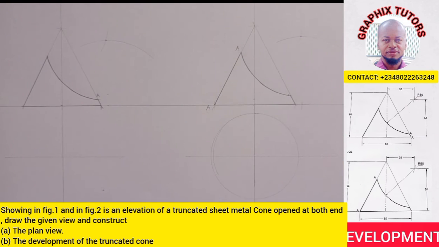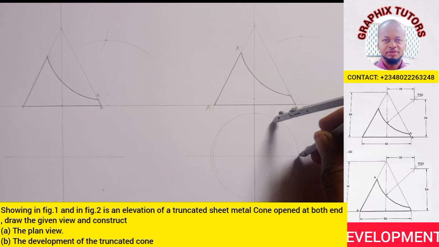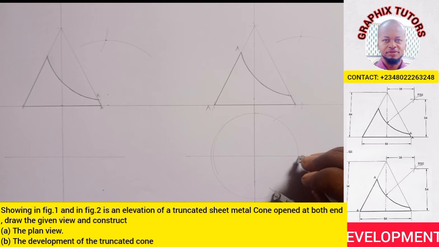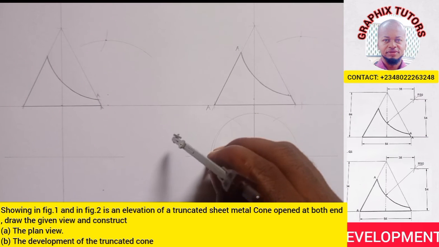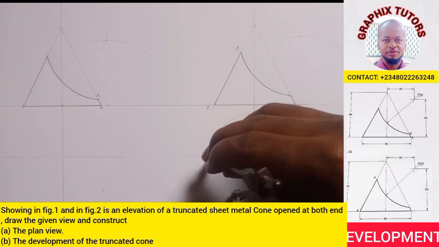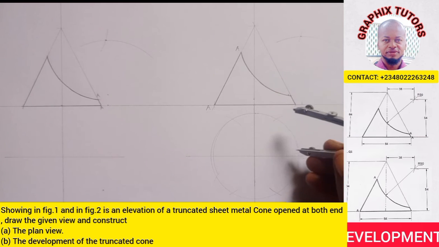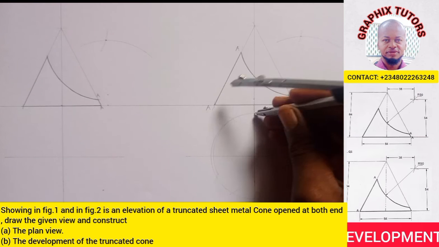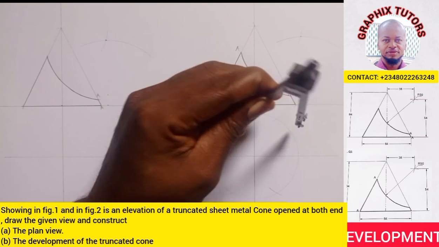Can you see that? I'll place it here, strike an arc up and strike an arc down. I'll place it here, strike an arc up and an arc down. With the same radius, I'll place it here. I can just cut here and here if I want to. And I can place it here also and cut here and here. So you can do it at both sides.